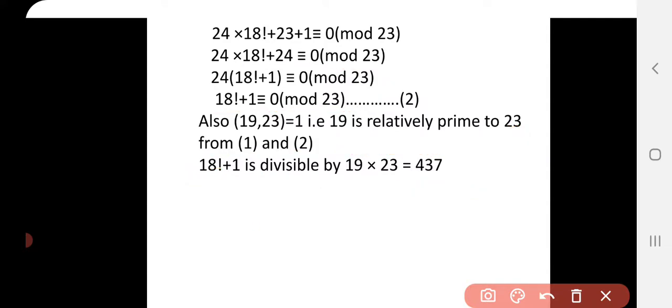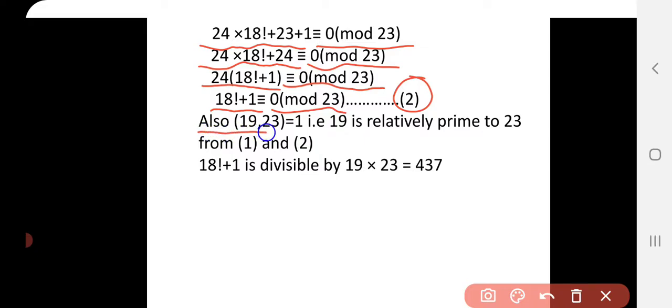So 24 times 18 factorial plus 23 plus 1 is congruent to 0 mod 23, or 24 times 18 factorial plus 24 congruent to 0 mod 23. Now if we take 24 common, it is 24 times (18 factorial plus 1) congruent to 0 mod 23, or 18 factorial plus 1 congruent to 0 mod 23. Call it equation 2.